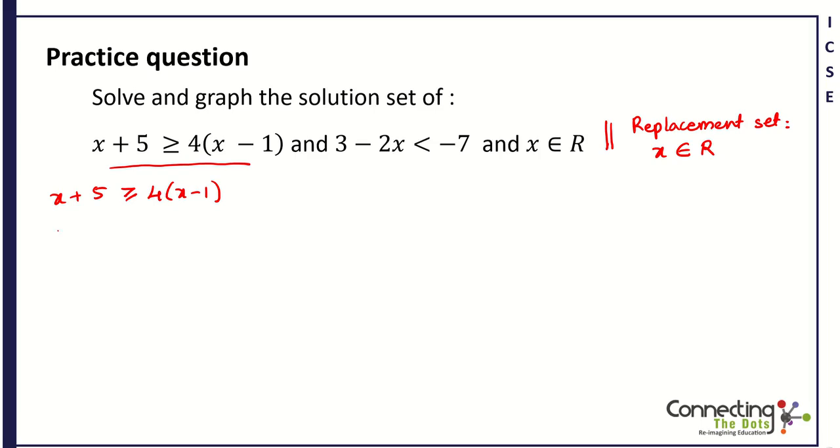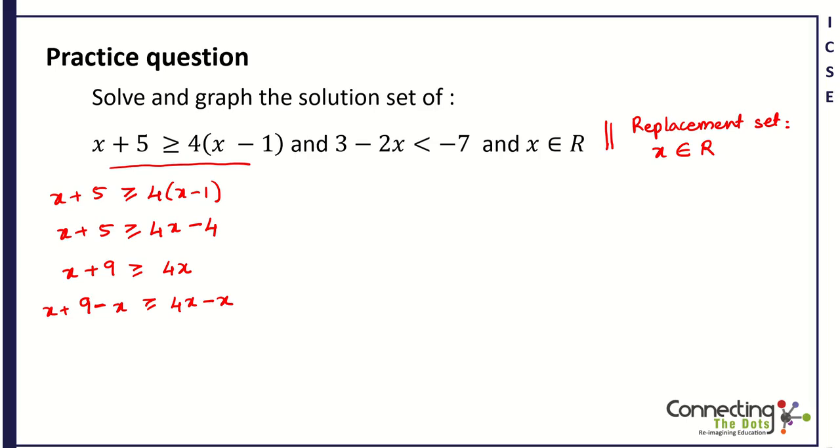I will open the brackets out on the right hand side and rewrite it as 4x minus 4. If I add 4 to both sides, what do I get? I get, remember, I'm adding 4 to both sides, x plus 9 is greater than or equal to 4x. So by subtracting x from both sides, I get x plus 9 minus x is greater than or equal to 4x minus x.